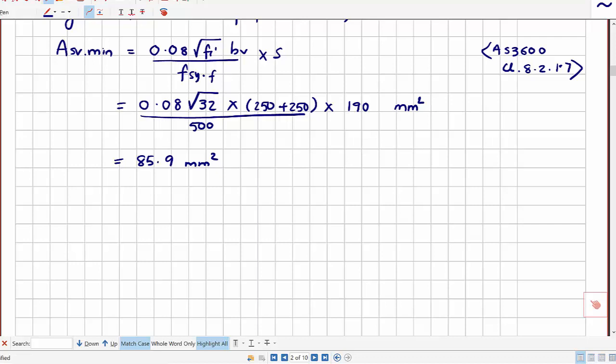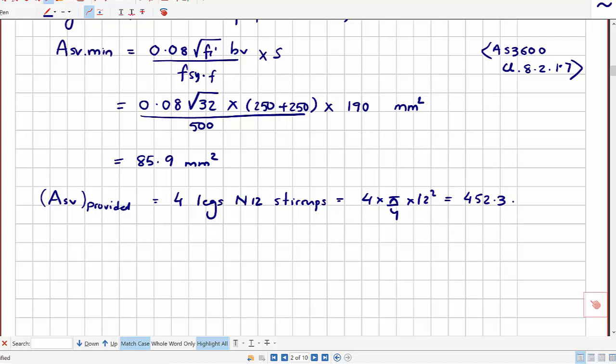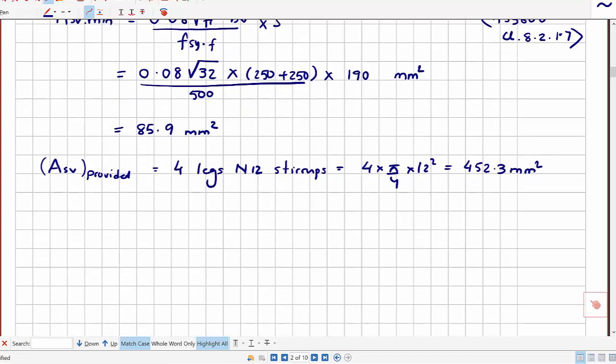So what is the Asv provided then? Asv that we provided in this figure for this beam is 4 legs of N12 stirrups. So we have provided 4 legs and N12 stirrups in this beam. So the area of that is 4 into the area of one N12 bar, and this cross-section area of the stirrups comes to 452.3 millimeter square. And we have seen here that Asv divided by s is greater than Asv.min divided by s.